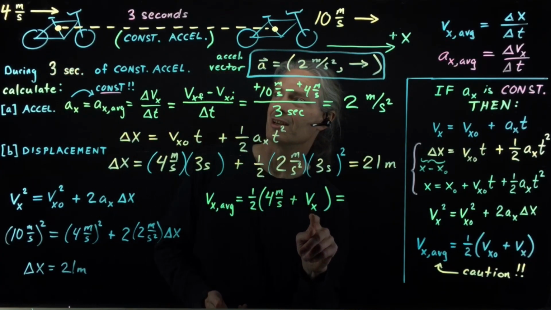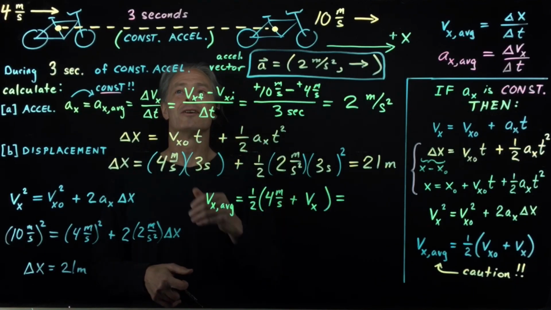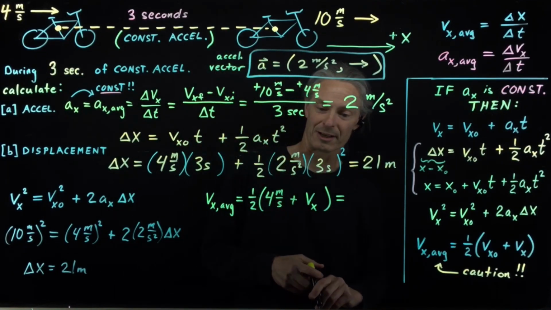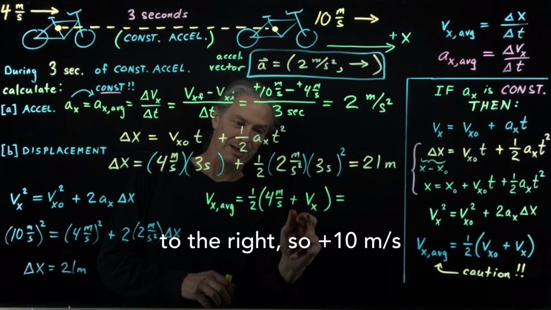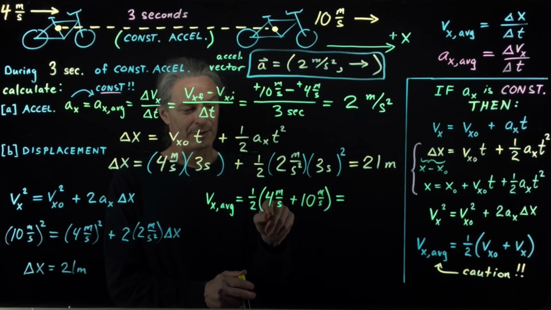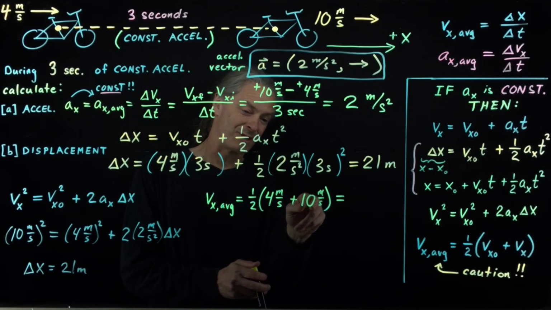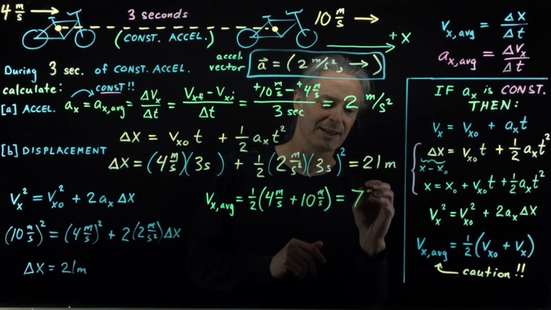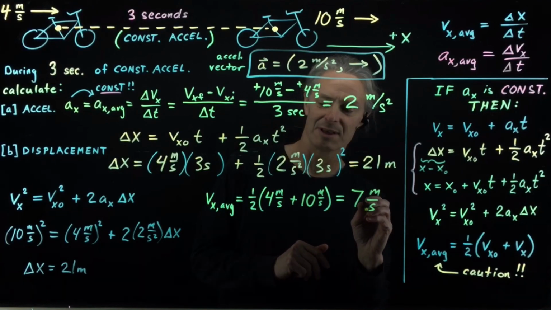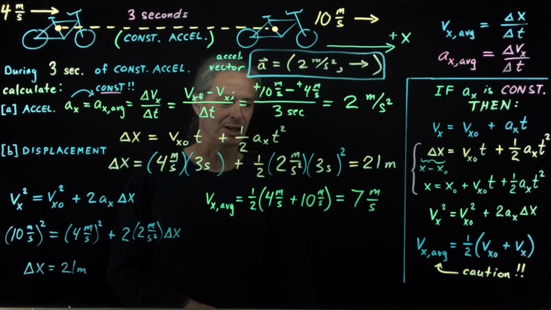And v sub x is the x component of the velocity at the end of the time interval for which we're calculating the average velocity. That's going to be 10 meters per second. I'll put that in right here. All right, 4 meters per second plus 10 meters per second is 14 meters per second. Half of that will be 7 meters per second. And that'll be the x component of the average velocity.